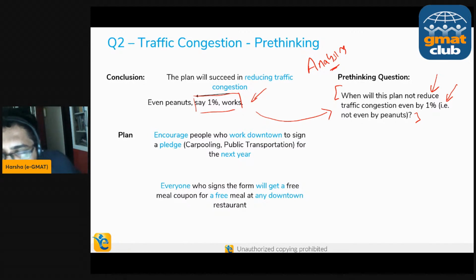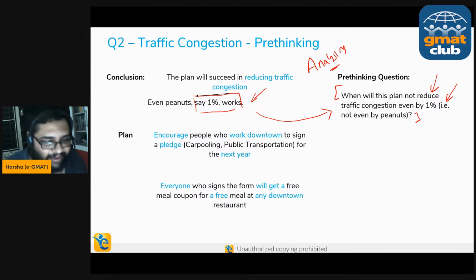Ajay Kumar says when people don't abide. Correct idea, but I'm going to show you a certain level of precision in that idea. Mani Heman says no traffic originates from downtown. Beautiful, that's fantastic. Taha says, because you're trying to find out what must be true, traffic congestion in the city is not caused due to people working downtown. Absolutely. Now here's the thing.